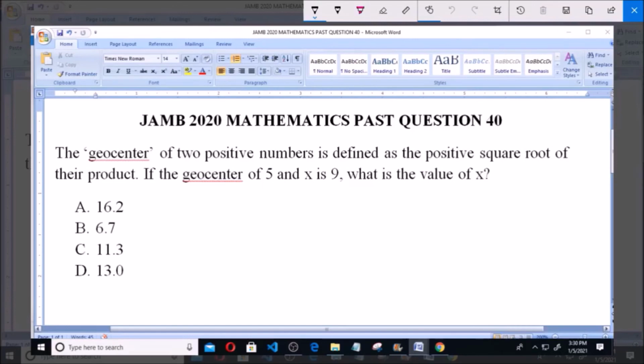Jamb 2020 mathematics past question 40. The joint center of two positive numbers is defined as the positive square root of their product. If the joint center of 5 and x is 9, what is the value of x? Now the options say 16.2, 6.7, 11.3, and 13.0.